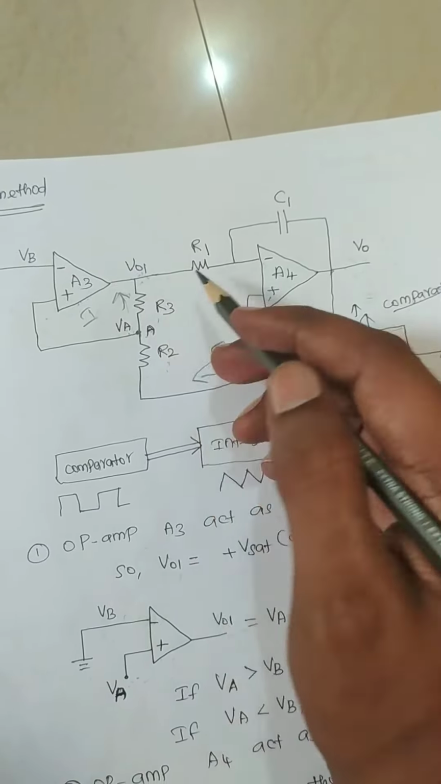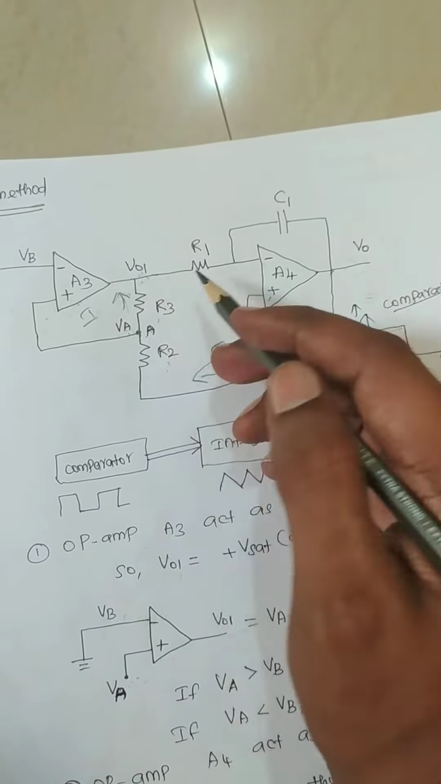Then we will find the total peak to peak V0. So subtract equation 3 and equation 2. We will get R2 by R3 VSAT minus minus R2 by R3 VSAT. So V0 peak to peak is equal to 2R2 divided by R3 times VSAT.